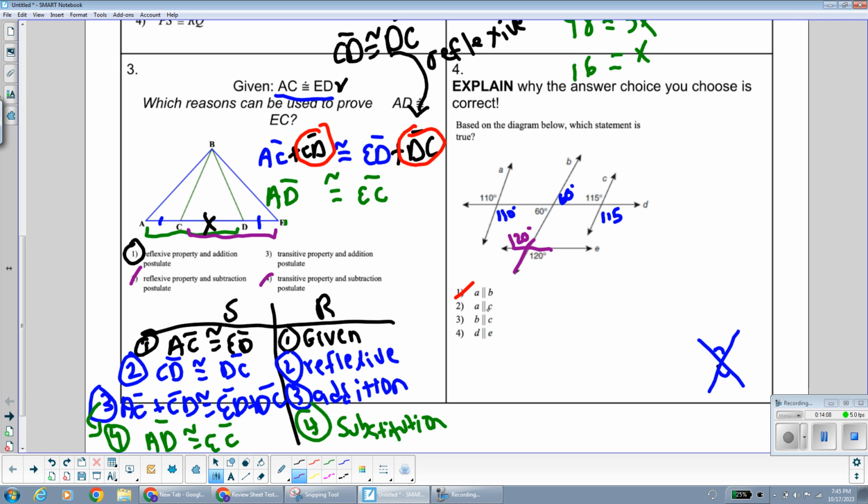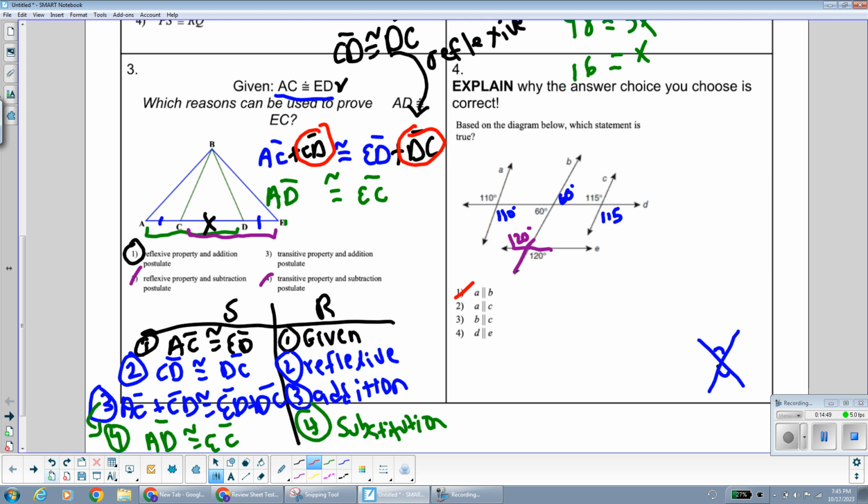Okay, A parallel to C. So I'm looking at A and C. And it's a weird looking Z, but I do have a Z there. Inside the lines on different sides of the transversal. That's alternate interior angles. And if alternate interior angles are congruent, lines are parallel. But here, clearly, the alternate interior angles are not congruent. We have 110 and 115. Those are not the same as each other. So that's not it.